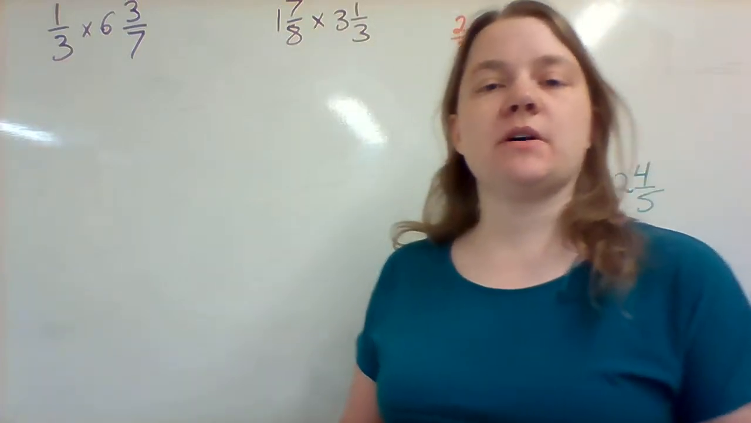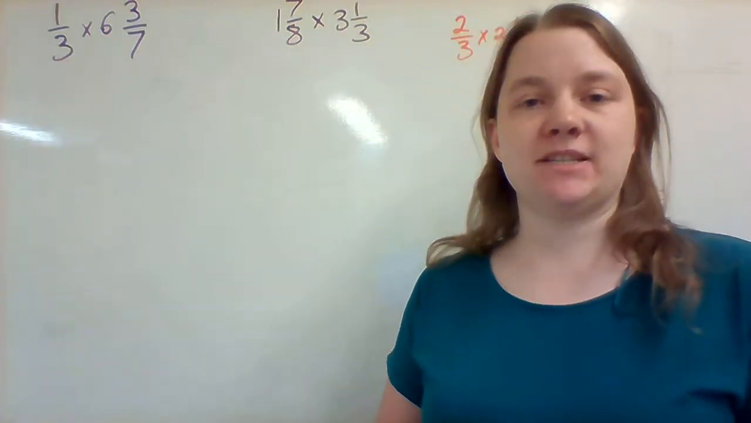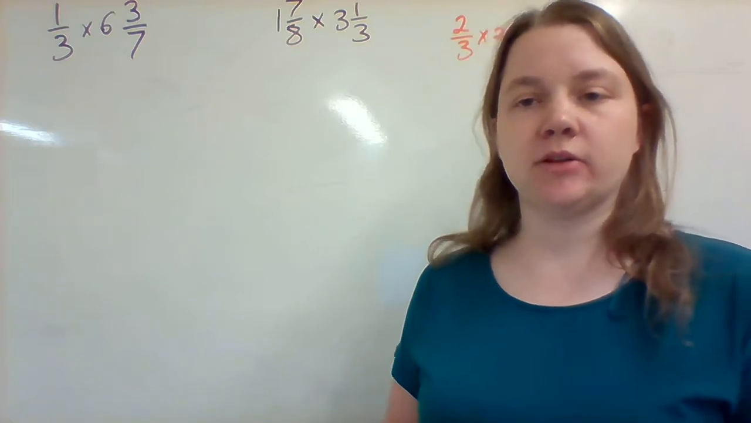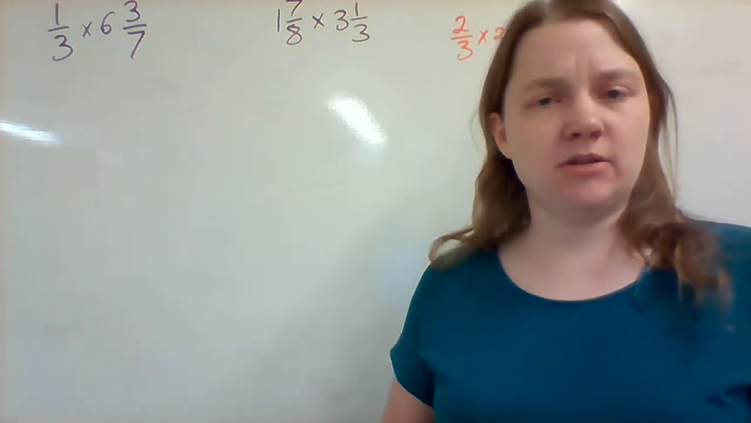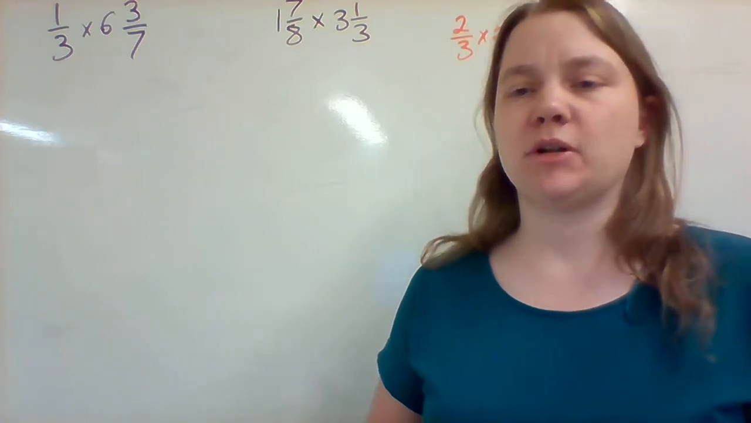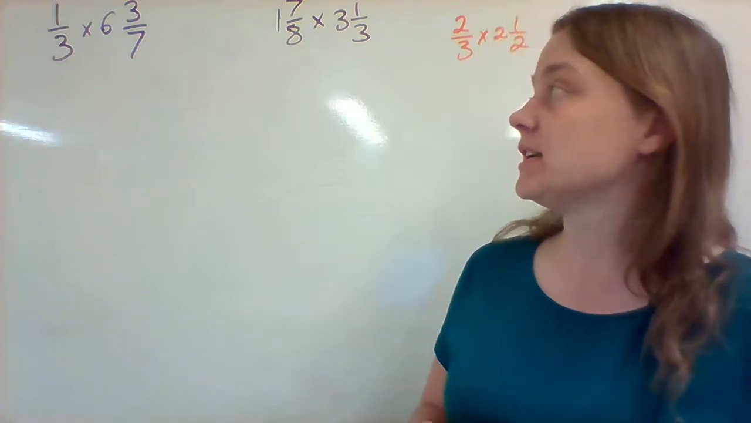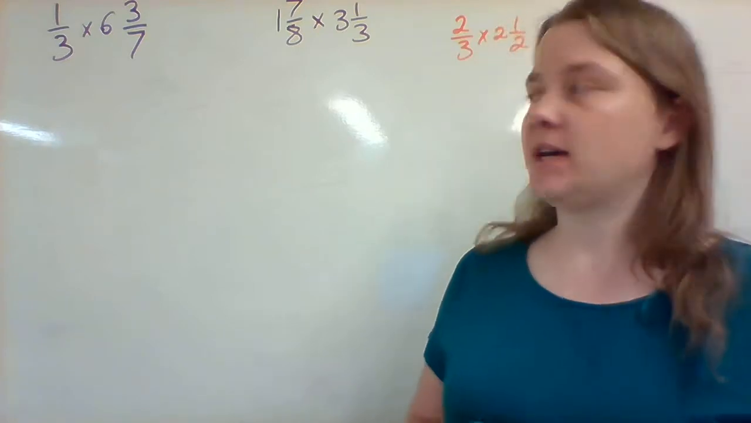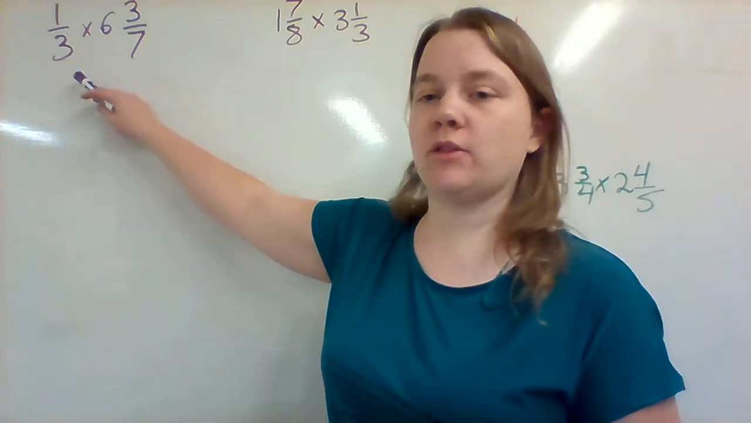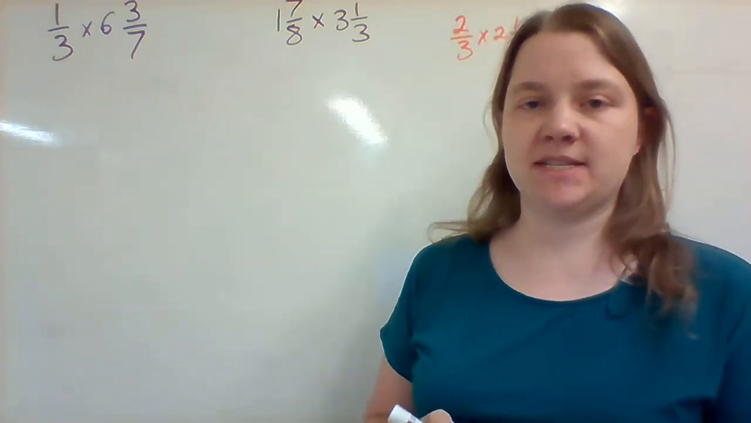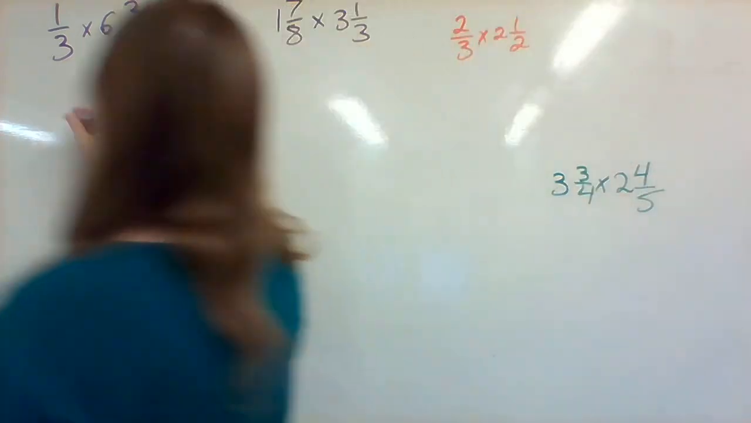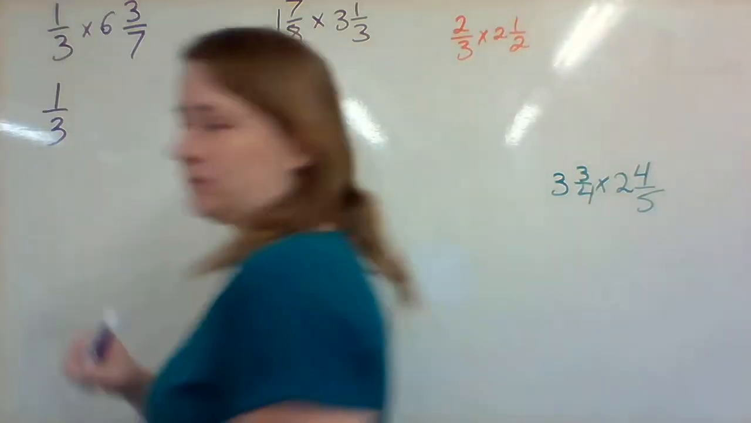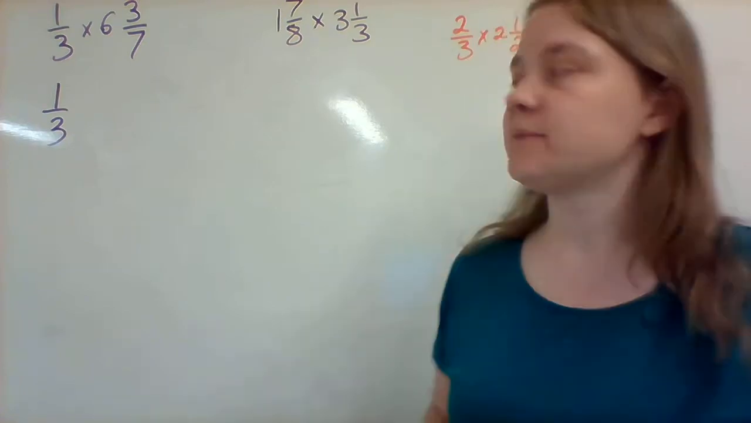This video is going to talk about how to multiply mixed numbers and fractions together. And really that's not too much different from multiplying fractions times fractions, except now we need to change those mixed numbers into fractions. So let's go ahead and take a look. We have 1/3 times 6 and 3/7. Well, the 1/3 is a fraction. Good for it.